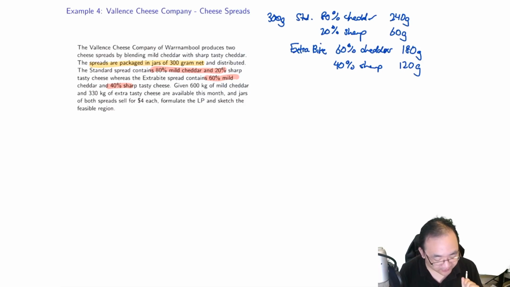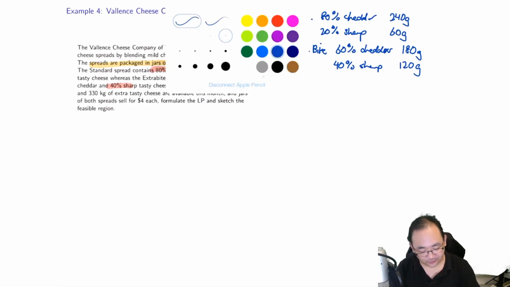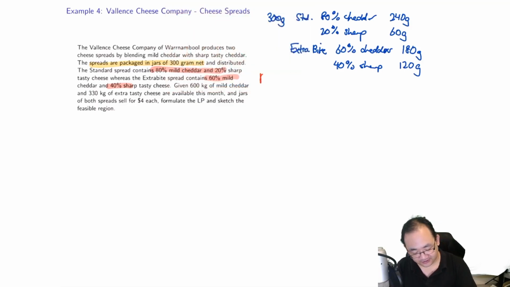Okay, so given 600 kilograms of mild cheddar, 300 kilograms extra tasty cheese available this month, jars of bread spread sell for $4 each. Formulate the LP and sketch the feasible region. So we're still going to have to do a bit of number crunching before, but we can jump straight into the decision variables.